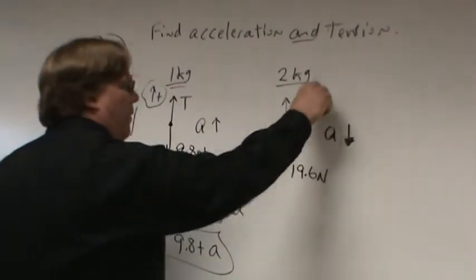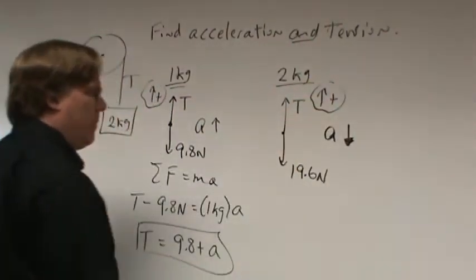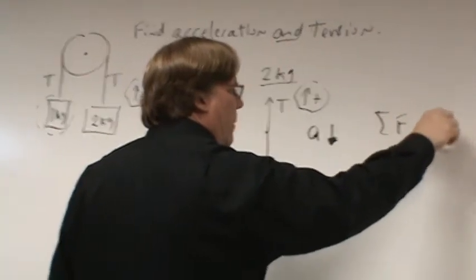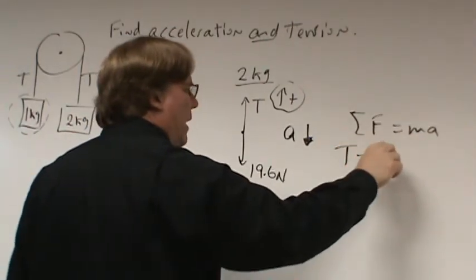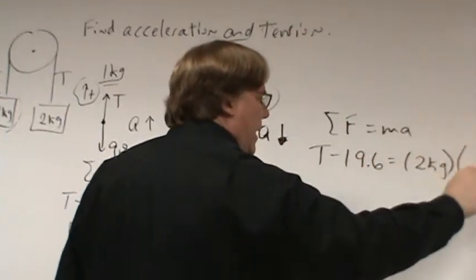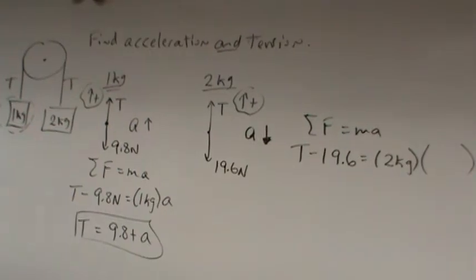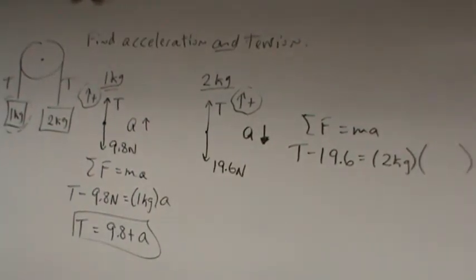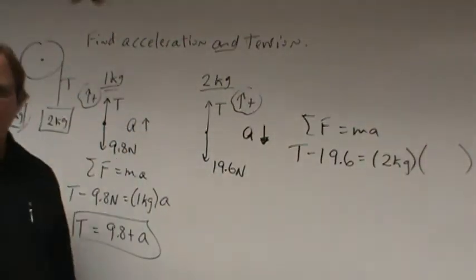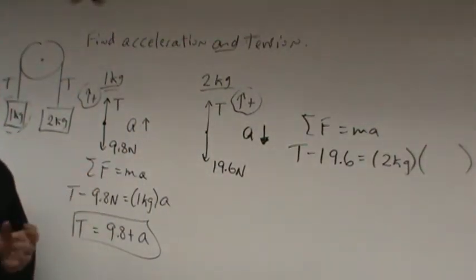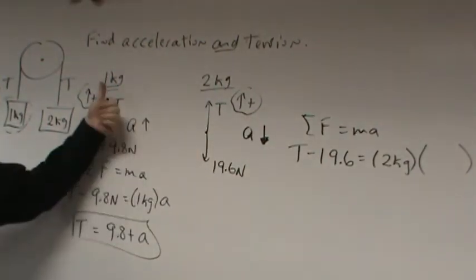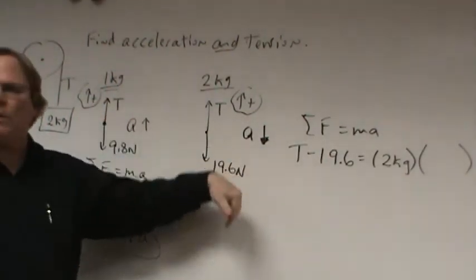I'm going to define up as positive, and so now I get to say sum of the forces equals MA. I got T minus 9.8 equals 1 kilogram times A, and on the other side, T minus 19.6 equals the mass, 2 kilograms. But here's the weird thing, here's what makes the pulley problem distinctive. What am I going to have to put for this acceleration? Negative. You guys getting negative A? Because this A is pointing downward. This A is upward, so he gets to be positive. This A is downward, he is negative.